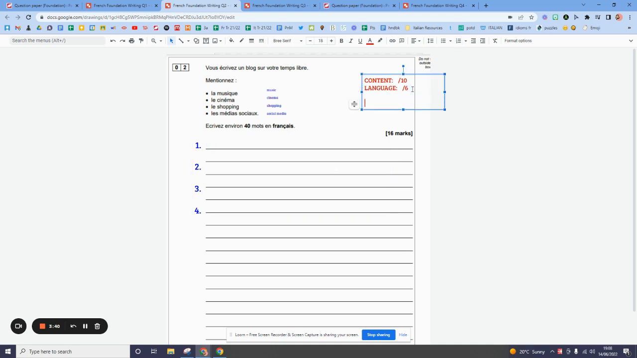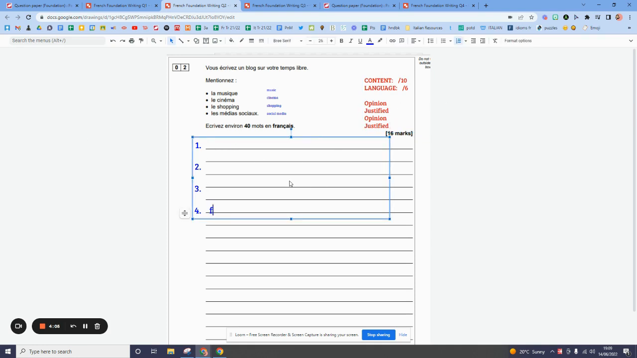So here's my checklist. Opinion and justified. I need to make sure that I do 2 opinions and 2 justifications. When the examiner is marking this paper, they will put an O where you write 1 opinion and a J where you put another justification, and they need 2 O's and 2 J's, okay, to get you the full marks.